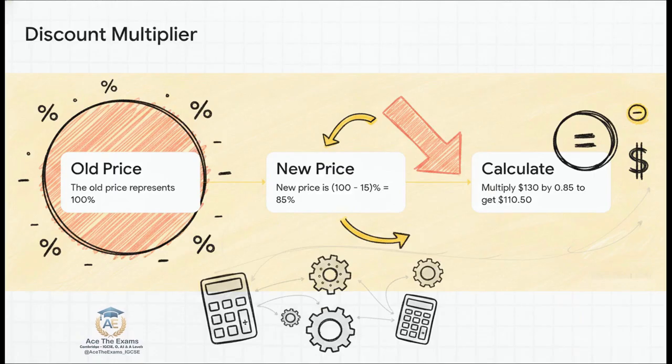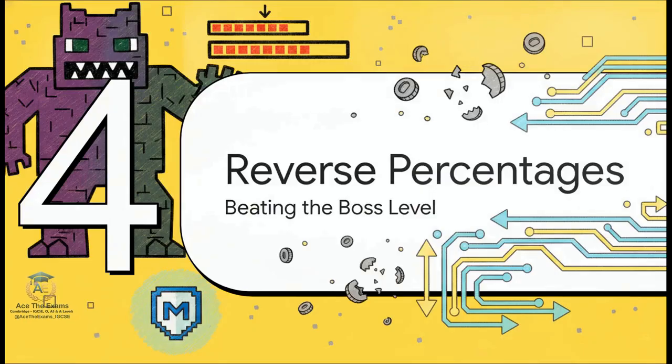Once you see that, Step 3 is a breeze. We can just use 0.85 as our multiplier. 0.85 times $130 brings us straight to the answer, $110.50. So fast, right? Welcome to the boss level. Section 4, reverse engineering percentages.